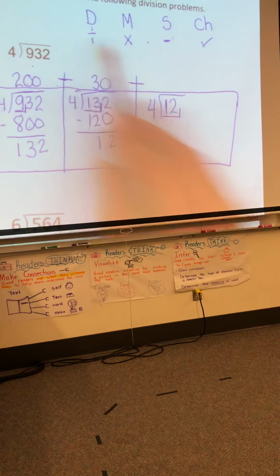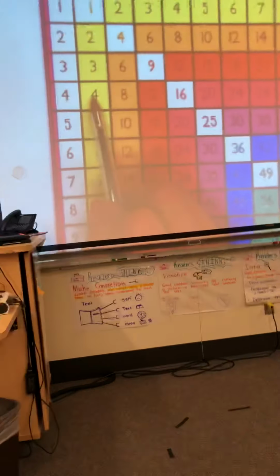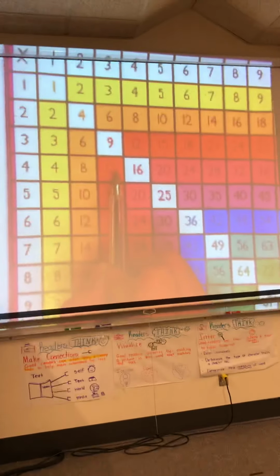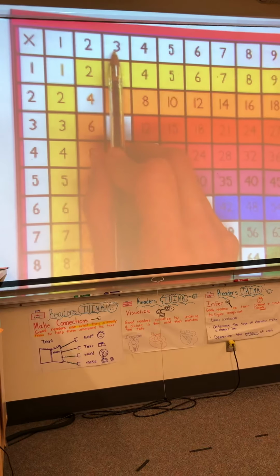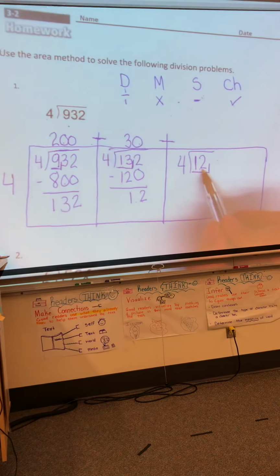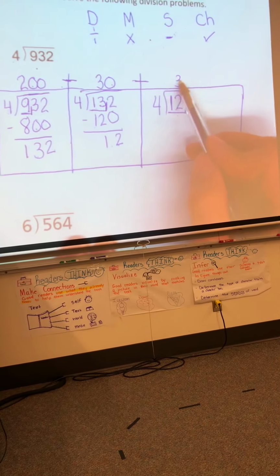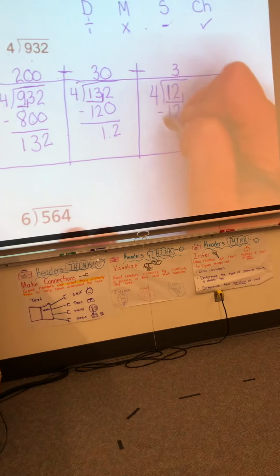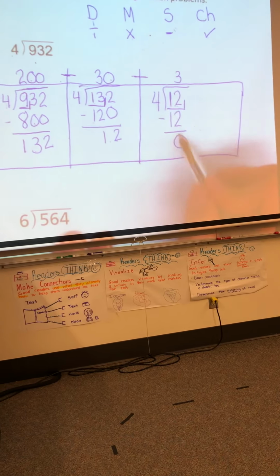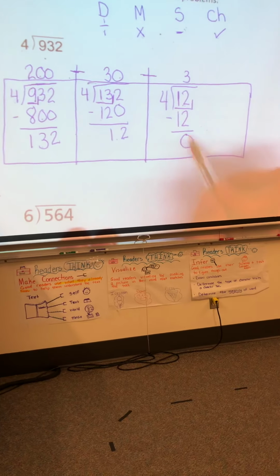Okay? I have to divide. 12 divided by 4. 4, 8, 12. Follow it to the tippy top. There's my 3. My 3 is going to go in the ones place because my fence is there. Next I multiply. 4 times 3 is 12. Subtract. I have 0. Can I keep dividing? No, I'm out of candy for Pete's sake.